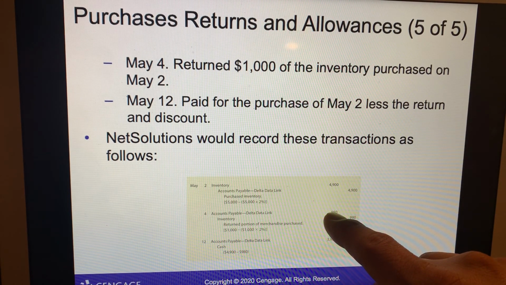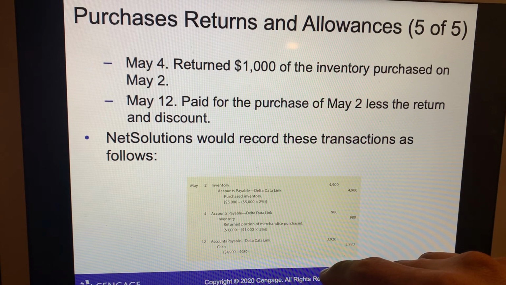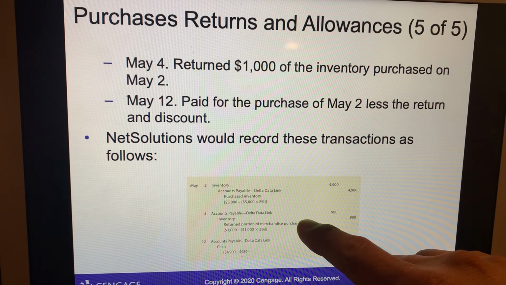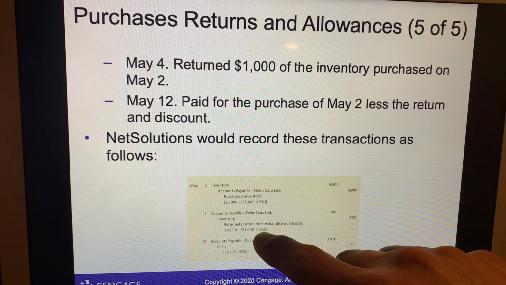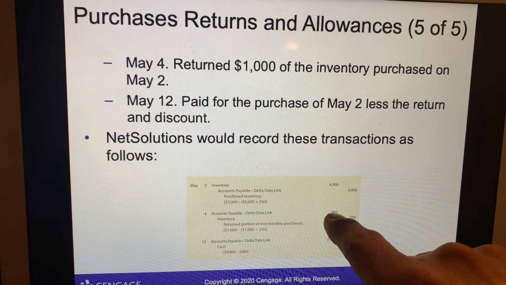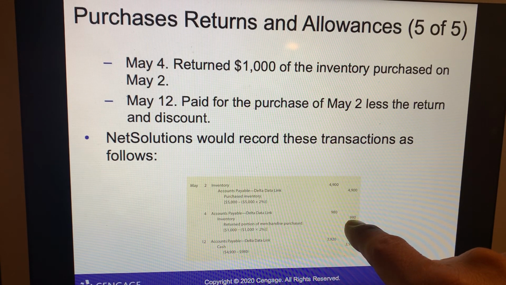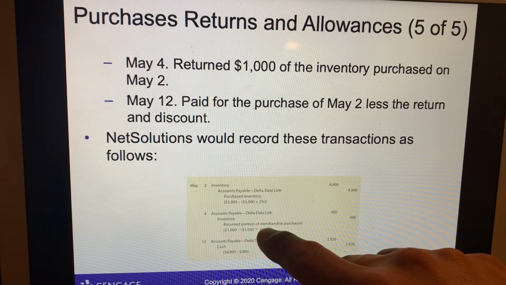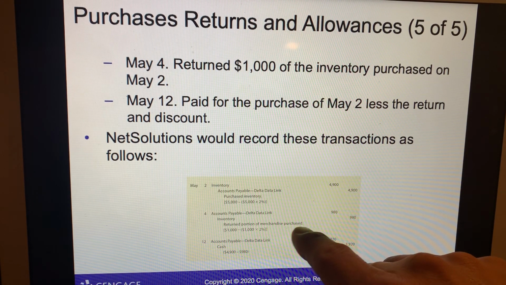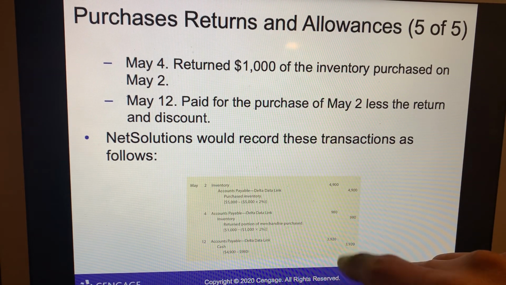This says we return $1,000 of inventory purchased on May 2. Notice how we did have to take into account the 2% discount as well. So accounts payable is going to decrease, and our inventory is also going to come down $980. So a return of a portion of merchandise purchased. Whatever the reason was, we returned some of it.